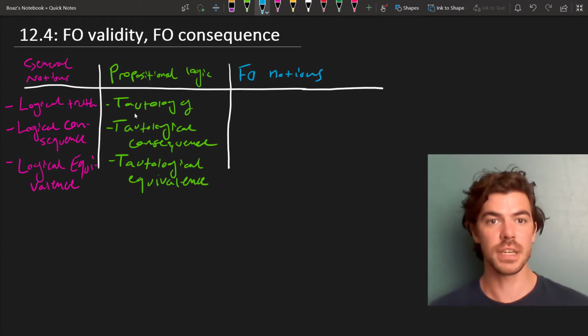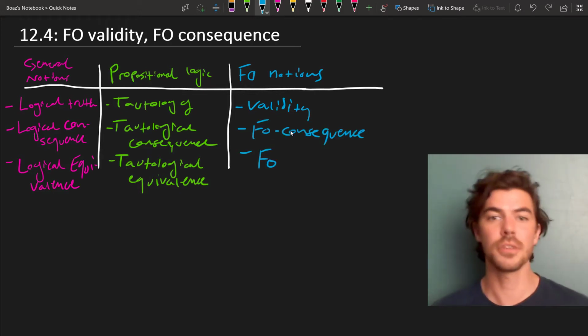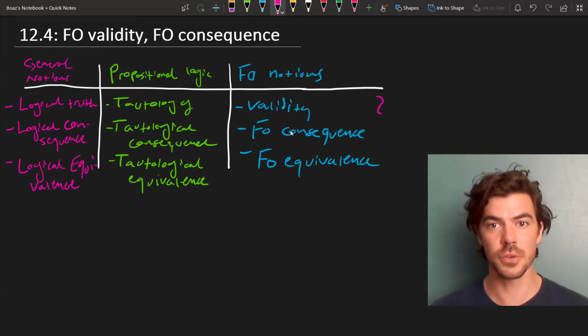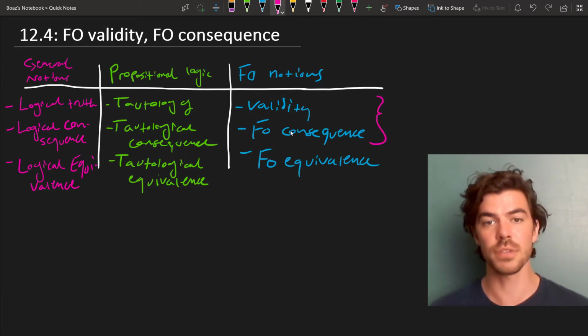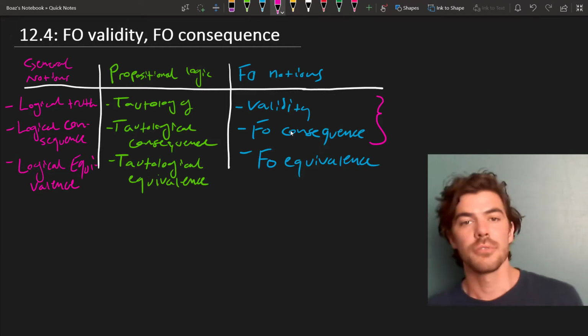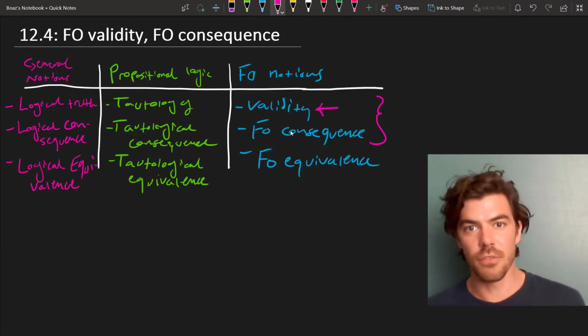The first of these, which we'll be discussing in this video, is validity. The second is first-order consequence, and the third is first-order equivalence. The present video is going to deal with these first two, and we'll deal with first-order equivalence in the next video. The first order of business, then, is an apology for this notion here of validity.